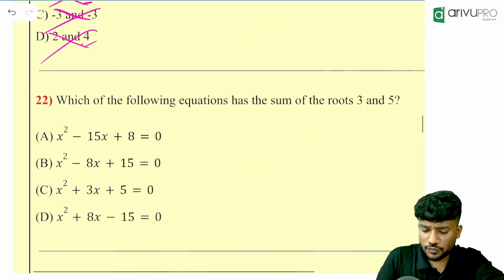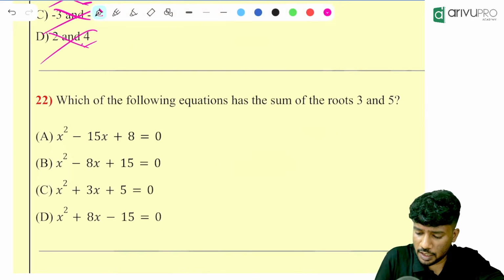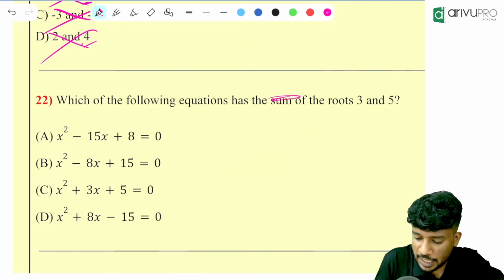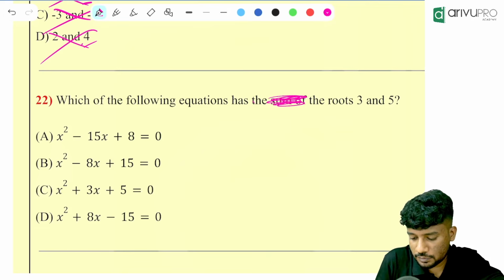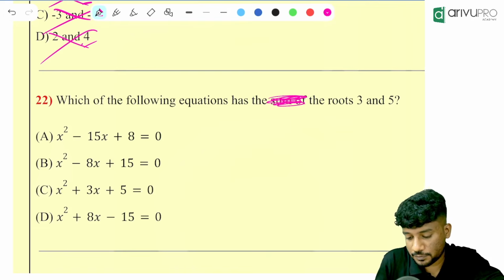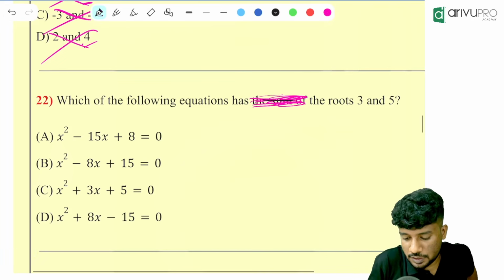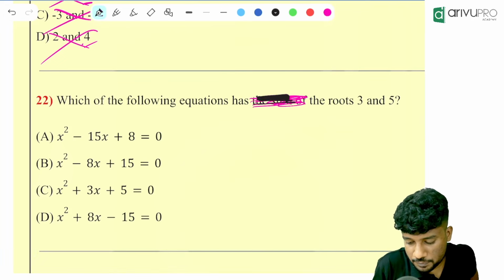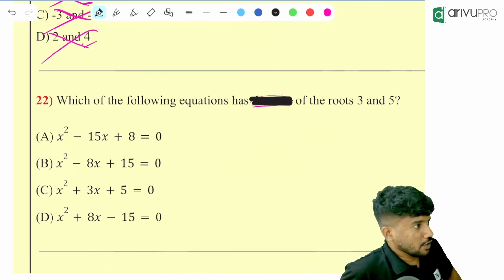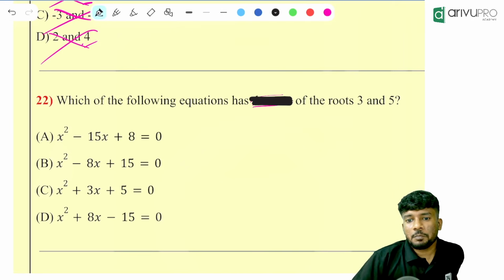Now tell me, which of the following equations has the roots 3 and 5, sorry, not the sum of the roots but the roots 3 and 5. Make that change. There is a small mistake over here. Which option is given? Option B.